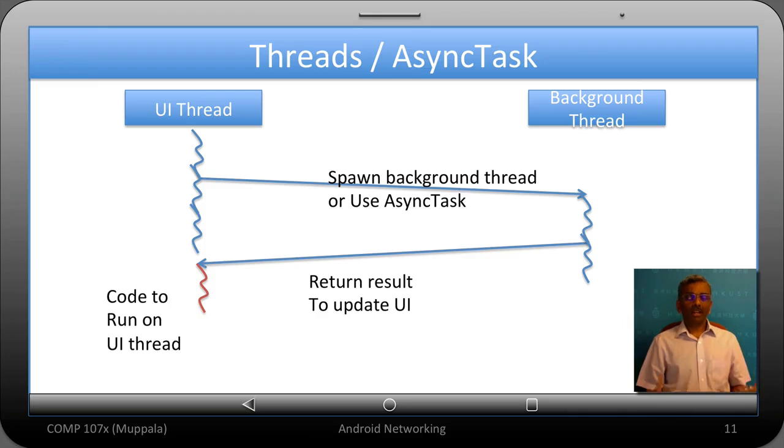As your program is executing, at some point your main UI thread may decide that it needs to do some work in the background, and that's the point where it'll spawn a background thread, or it'll start an async task and offload the work to the async task. The async task does its work in the background, and then when it is completed, it'll come back and return the result to the main UI thread and ask the main UI thread to update the user interface based upon the result.